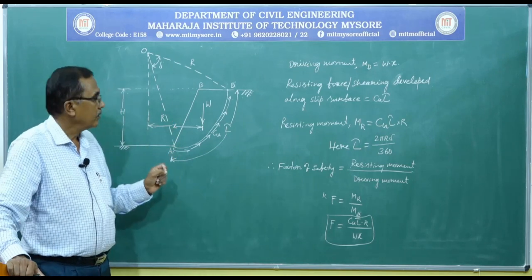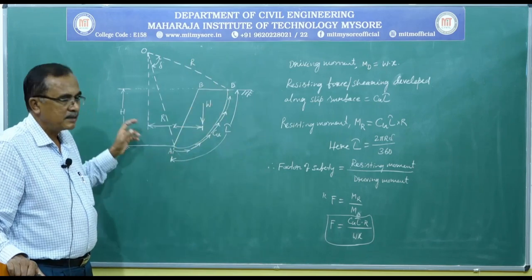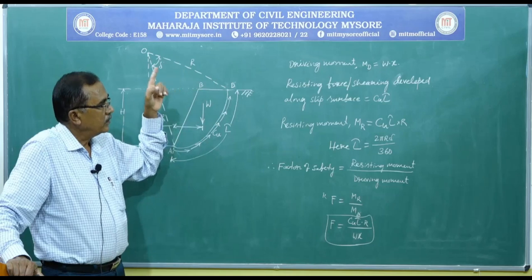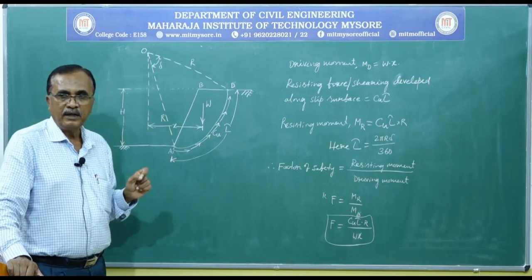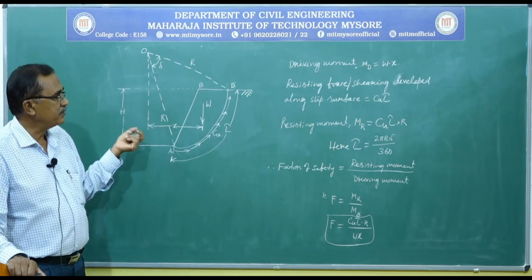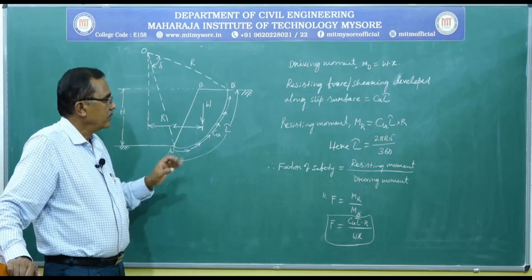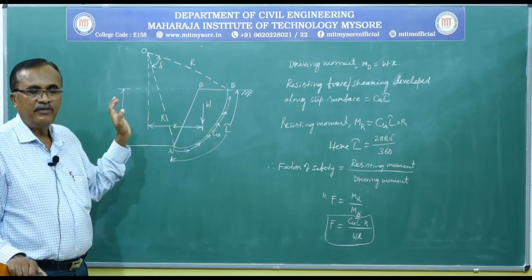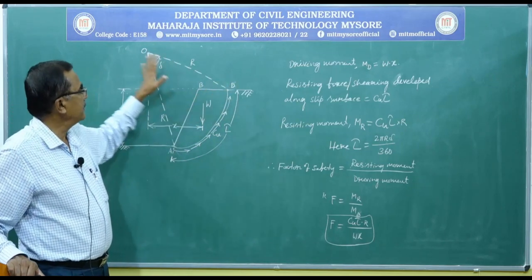Like this, we have to assume a number of trial slip circles to work out the factor of safety. The trial slip circle which gives the minimum factor of safety will be considered the critical slip circle. It is very simple. First you have to draw this figure, a legible figure. Then a simple statement.